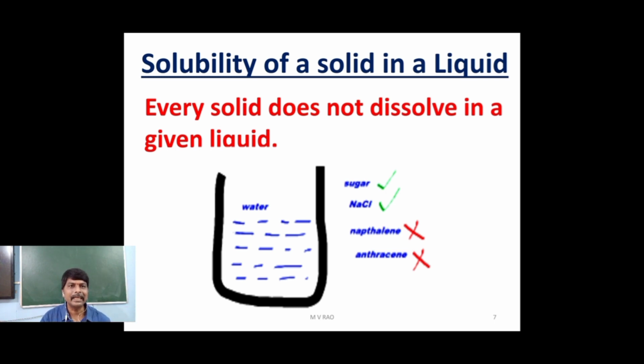Like sugar, you try NaCl. NaCl is also soluble in water. Now you take naphthalene. Naphthalene is insoluble in water. Anthracene is also insoluble in water. Here I have taken only one solvent, water. In water, sugar and NaCl are soluble, whereas naphthalene and anthracene are insoluble. That means every solid does not dissolve in a given liquid, here water.